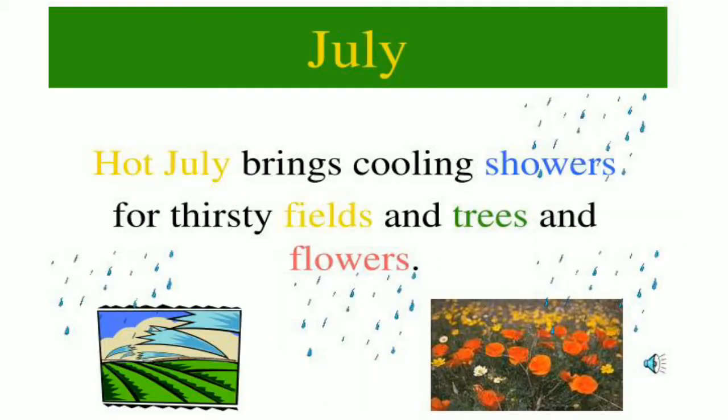Then next, July. So hot July brings a cooling shower for the thirsty fields and trees and flowers. So in July we see cooling showers for thirsty fields, trees and flowers.